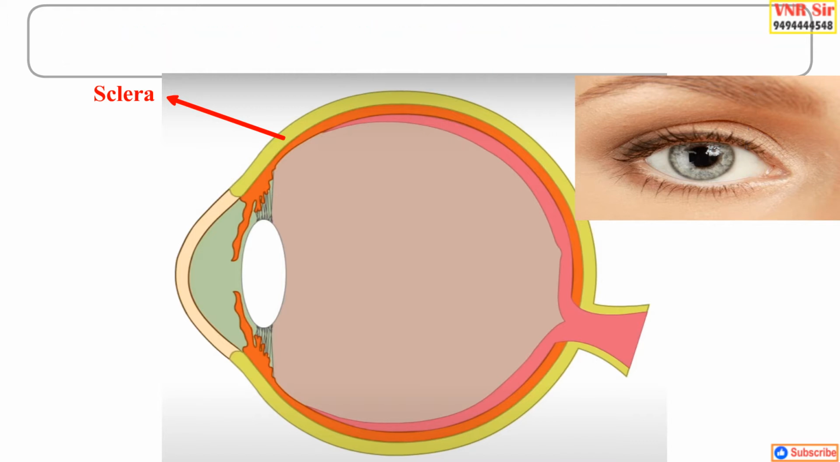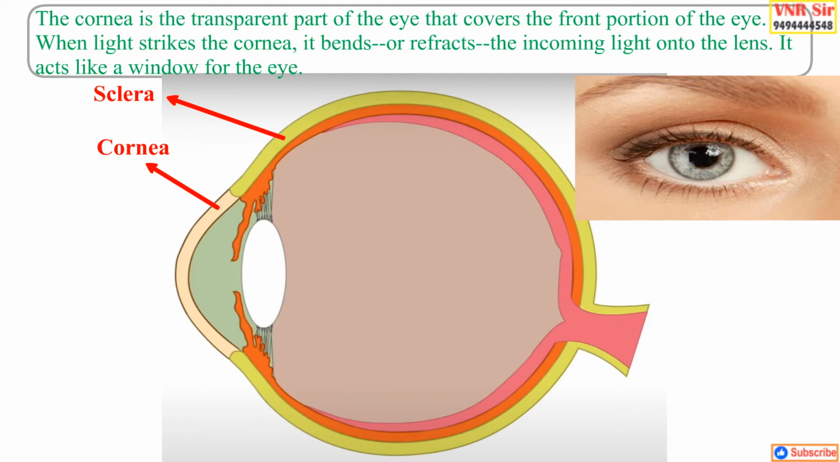And the second part of the eye is the cornea. The cornea is the transparent part of the eye that covers the front portion of the eye. When light strikes the cornea, it bends or refracts the incoming light onto the lens. It acts like a window for the eye.